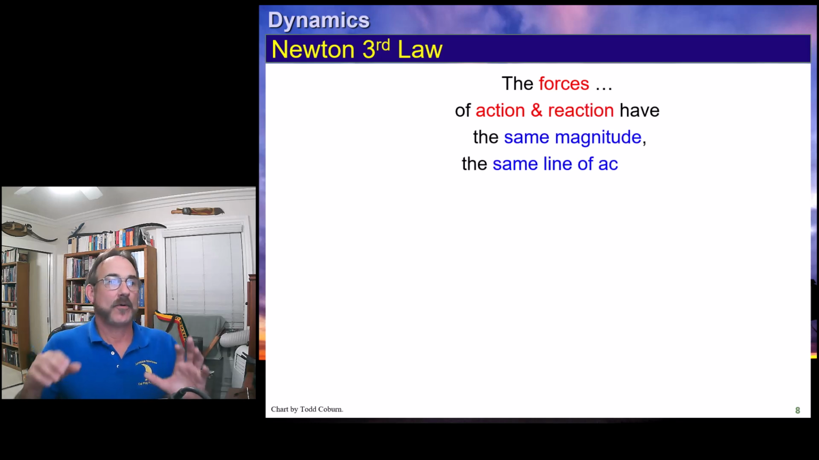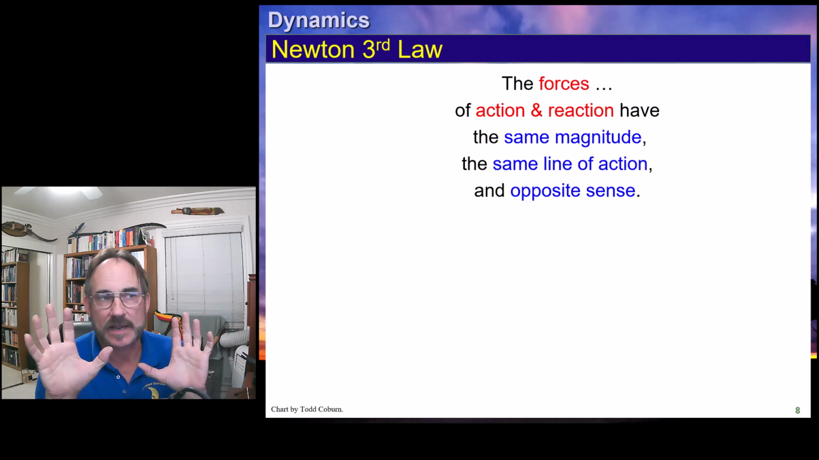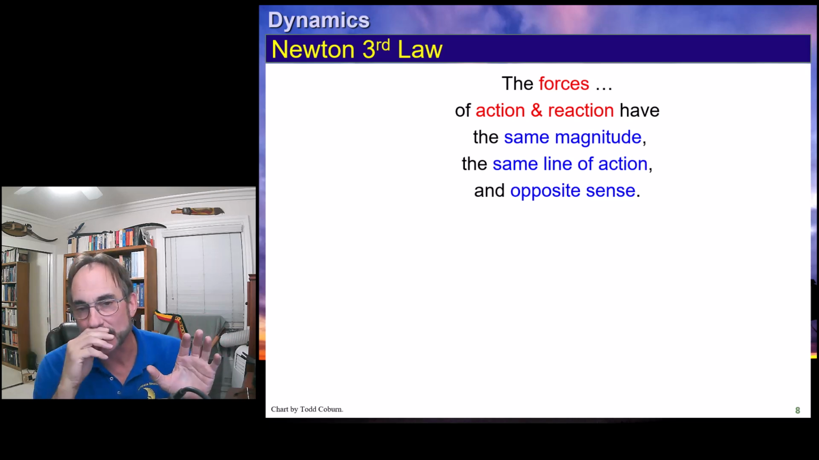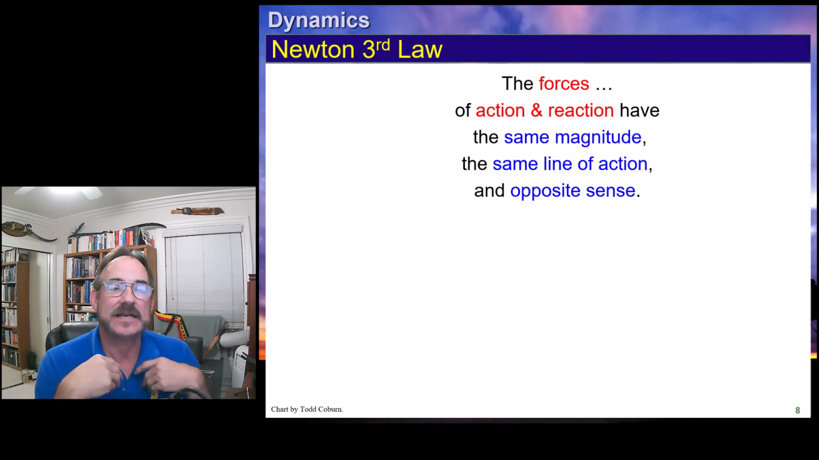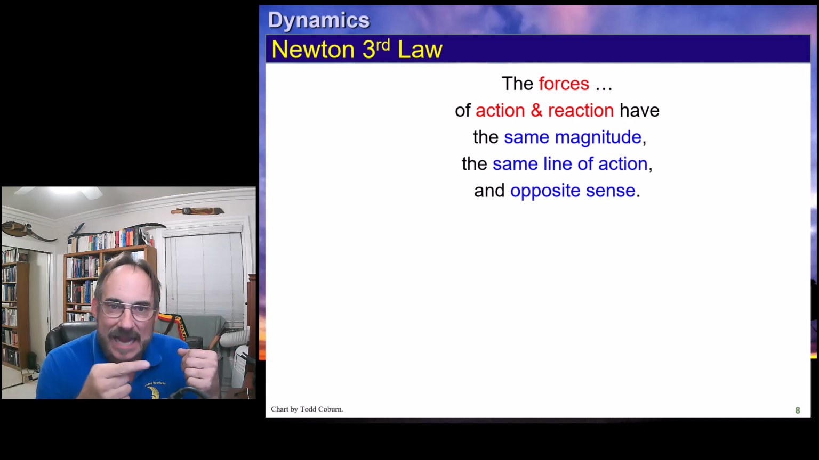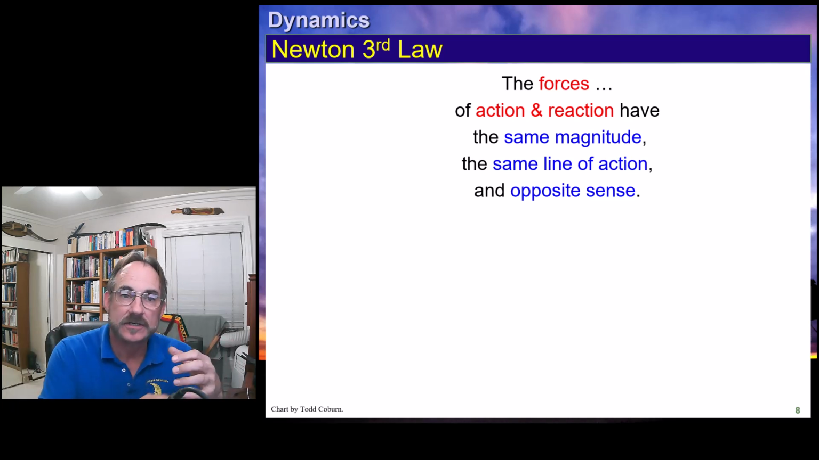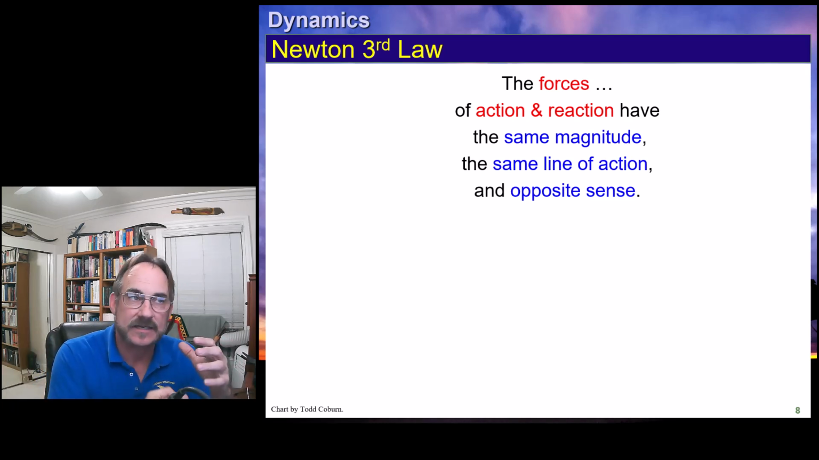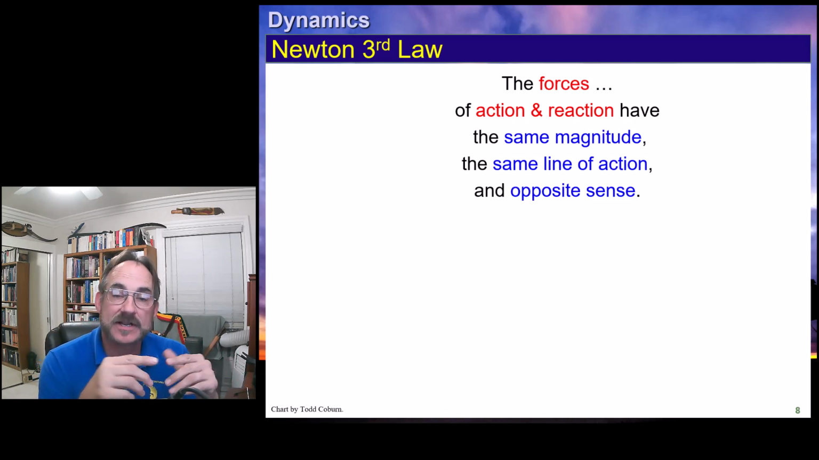Newton's third law: the forces of action and reaction have the same magnitude, the same line of action, opposite sense. Forces of action and reaction. Okay, we got this idea of action and reaction. That action word means we're applying a force, an applied force, or an action where the force is applied, like from a fist or a weight. Okay, we have the action and reaction. Reaction is what happens. Remember that cat?